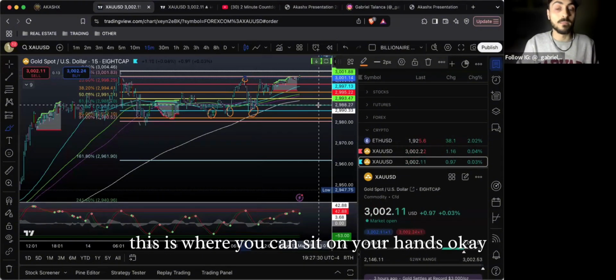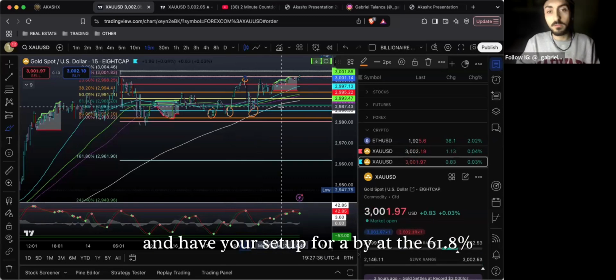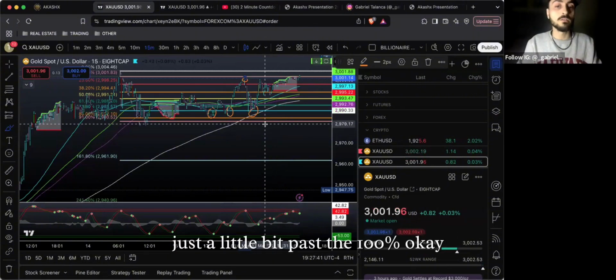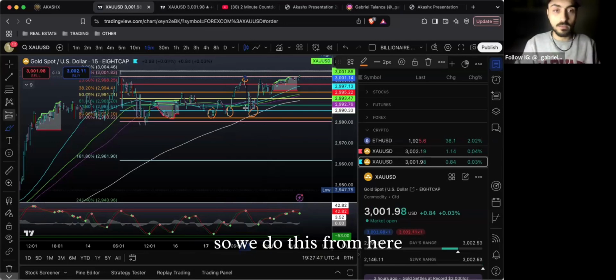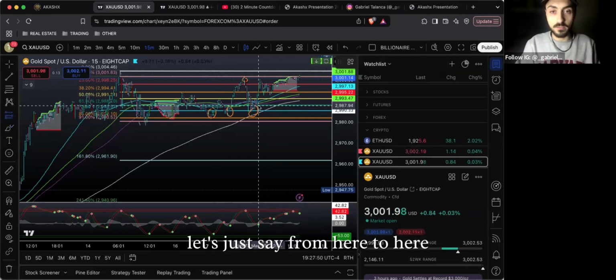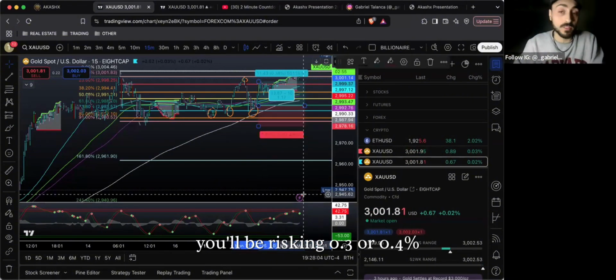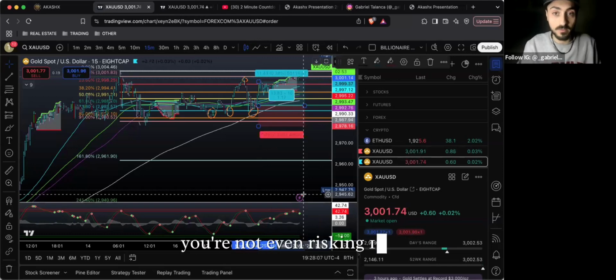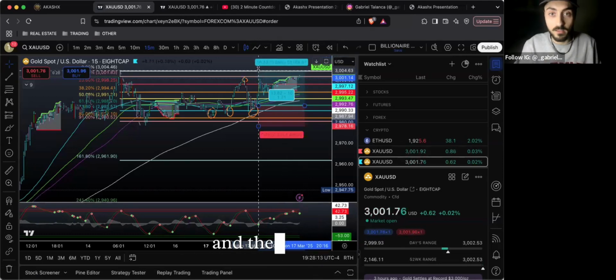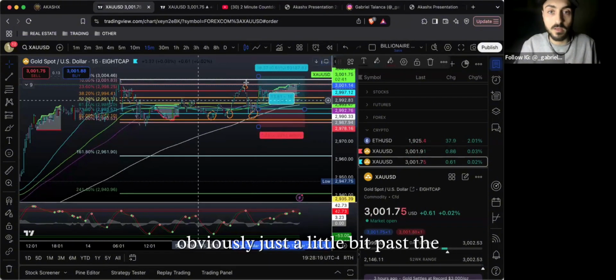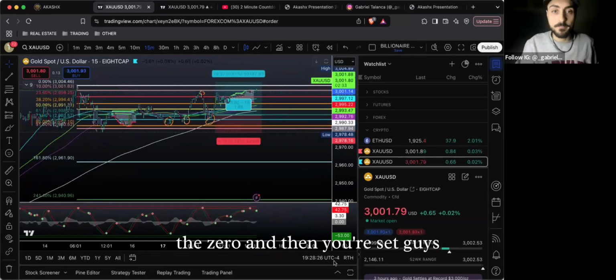This is where you can sit on your hands and have your setup for a buy at the 61.8%. Your stop loss is going to be just a little bit past the 100%. So if we do this from here to here, you'll be risking 0.3 or 0.4%. You're not even risking 1%. And then make your TP just a little bit past the zero. And then you're set, guys.